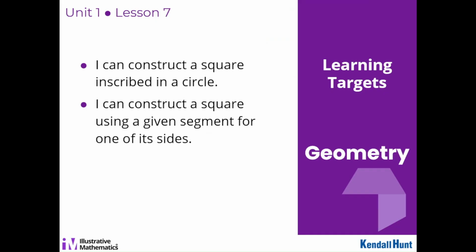Let's go ahead and review the learning targets from Unit 1, Lesson 7. Learning target number 1 says I can construct a square inscribed in a circle. So this is something you can practice either in your class or at home with a compass and a straight edge. Just remember that in order for the square to be inscribed inside the circle, the entire square needs to fit within the circle with all 4 vertices or corners touching the circle.